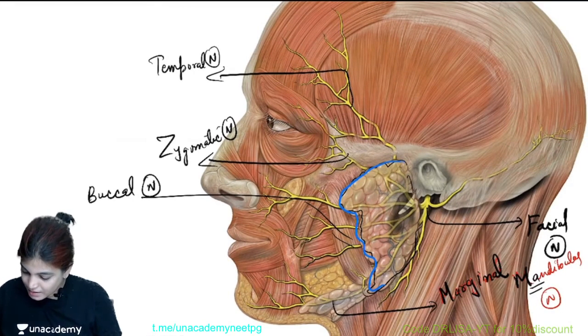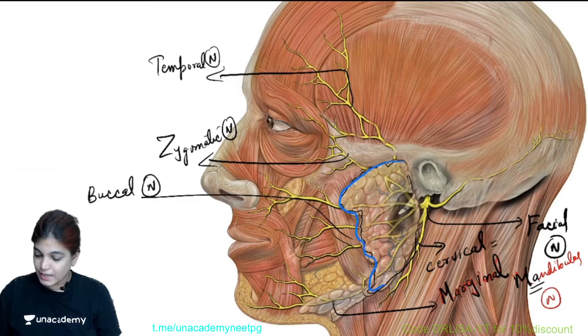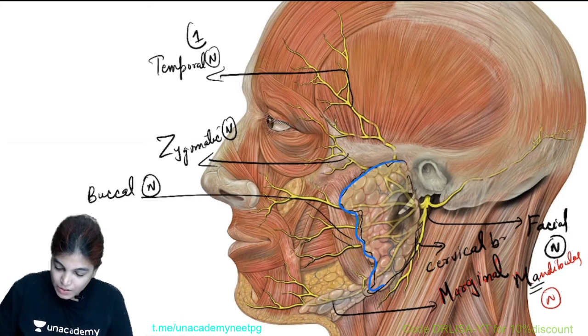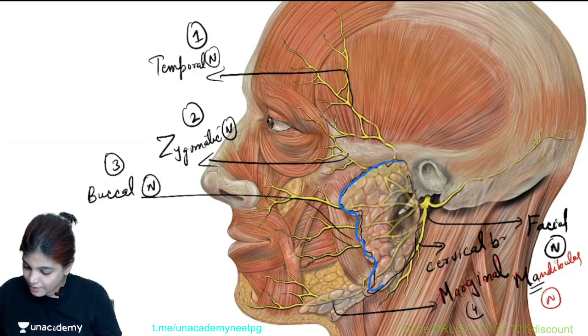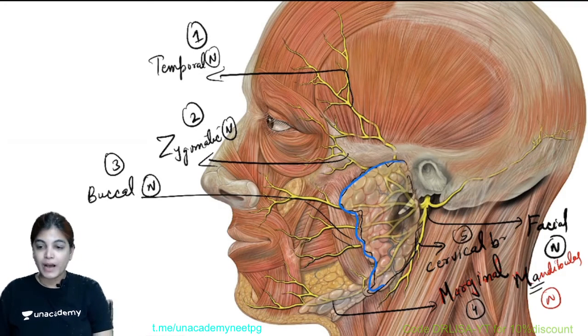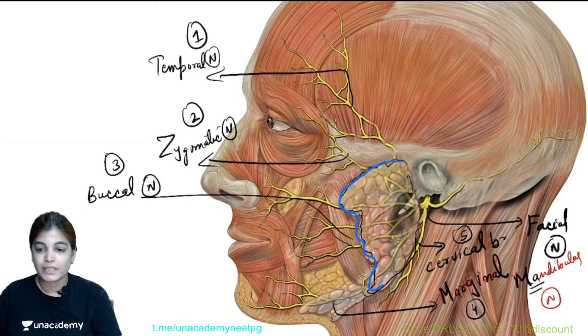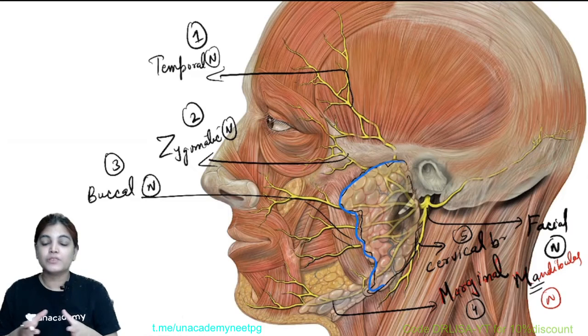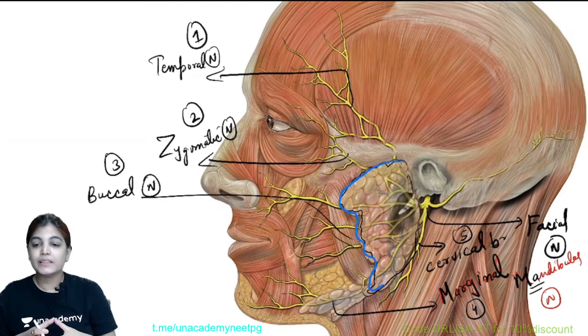And the another branch which is just going down here is the cervical branch. So you can see here all the 5. How many? Total 1, 2, 3, 4 and 5. There are 5 terminal branches of the facial nerve emerging out from the anterior border of the parotid gland, and these branches will innervate the facial muscles of expression. As you can see in the diagram, they are going towards the facial muscles of expression.